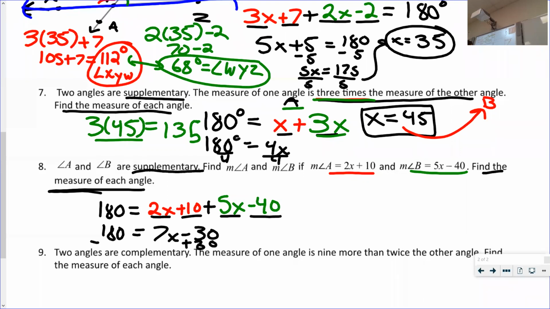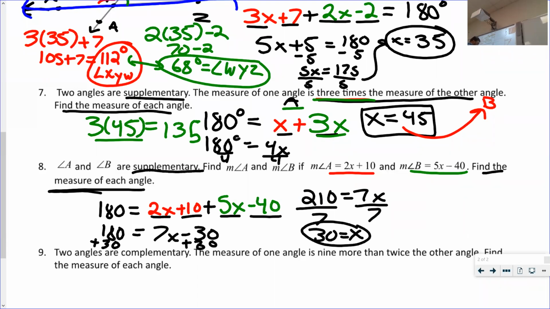Because it's a negative 30, you're plussing 30 on both sides. If you don't plus it, you're going to get like weird decimals, I imagine. So 210 equals 7x. Divided by 7, divided by 7. 30 equals x. Good to know that 30 equals x, but we got to plug it back into here and into here.